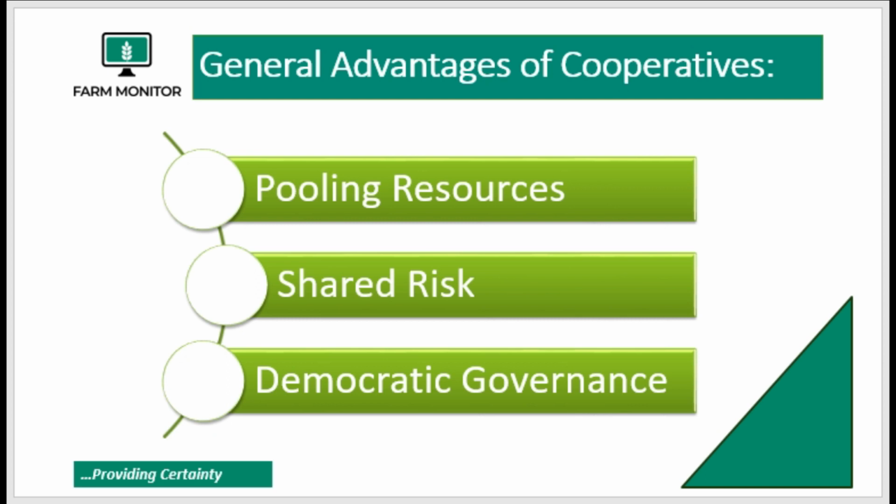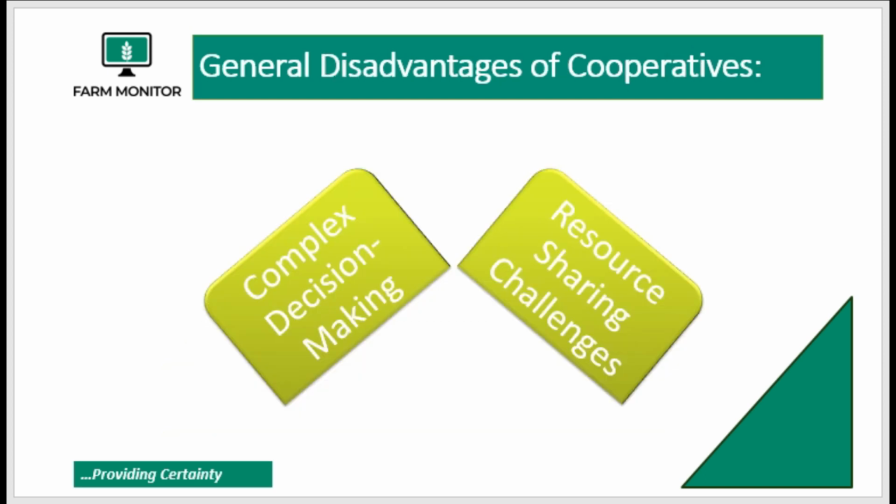Then number three is democratic governance. Most cooperatives follow democratic principles. These allow members to have a say in decision making and in the selection of their leadership. Are there disadvantages of cooperatives? At least I can mention two.